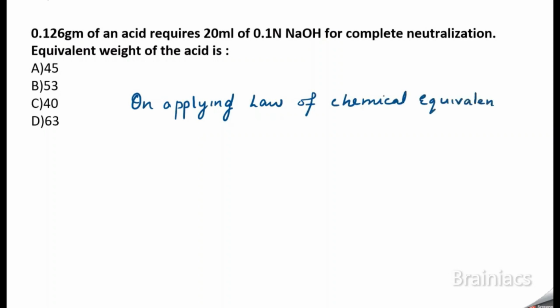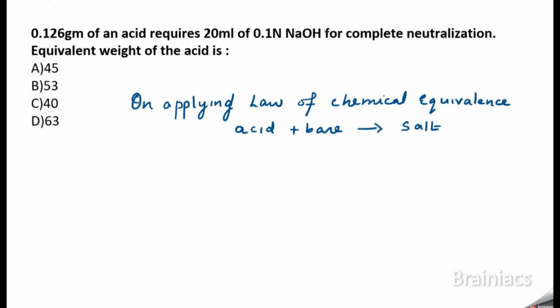we can write what actually we know that an acid is reacting with the base, correct? An acid plus base will give you what? Salt. So we can say during law of chemical equivalence, I can say that the number of equivalents of acid will be equal to number of equivalents of the base, which will be equal to the number of equivalents of the salt. This is what law of chemical equivalence is stating. The law of chemical equivalence states that the number of equivalents of the reactants will always be equal to the number of equivalents of the products.